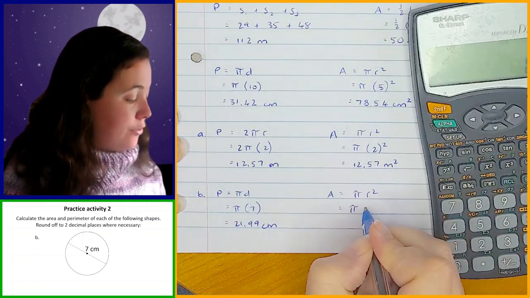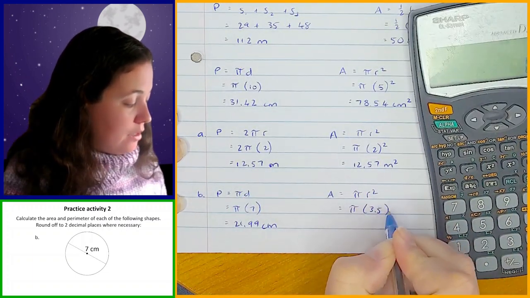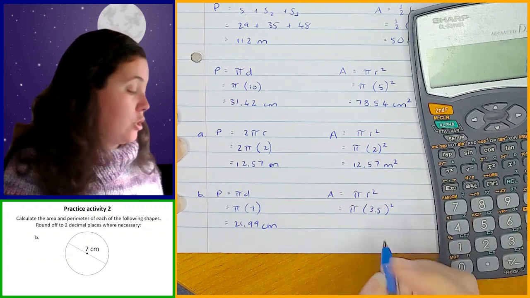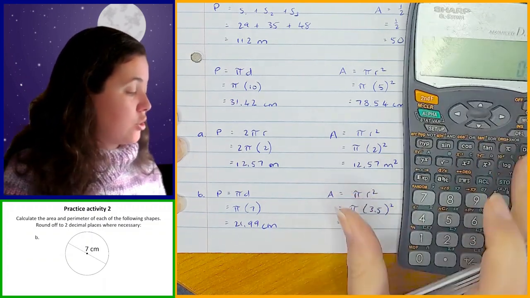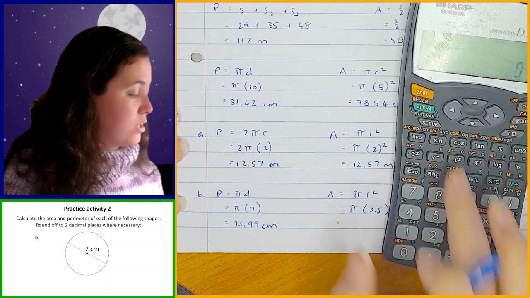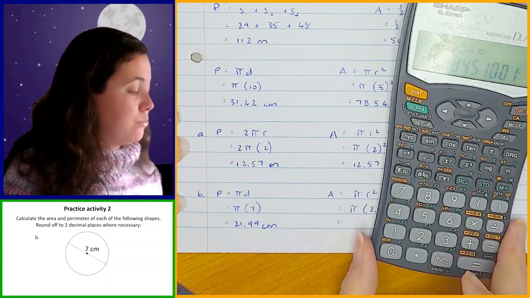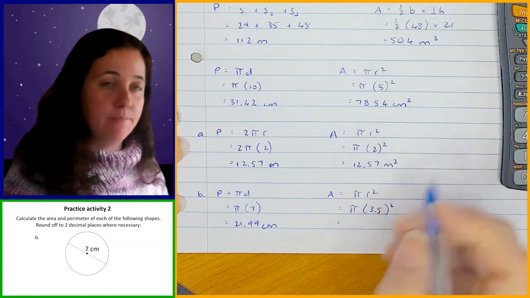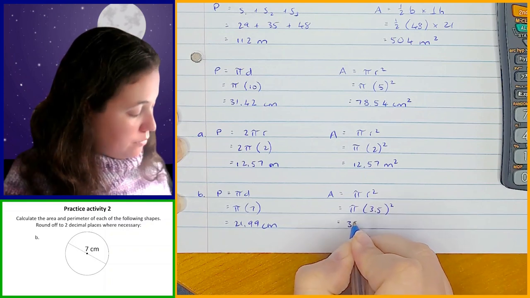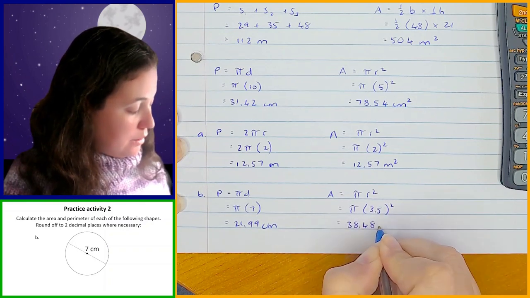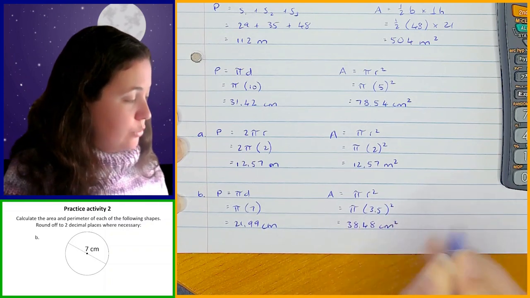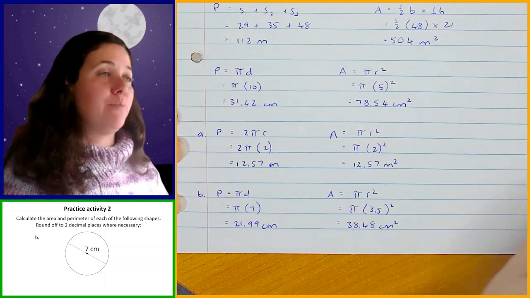Okay, so I'm going to have 3.5 squared. But either way is correct, right? So pi times 3.5 squared gives me 38.48. And that is centimeters squared. So that's what you should have got for question B.